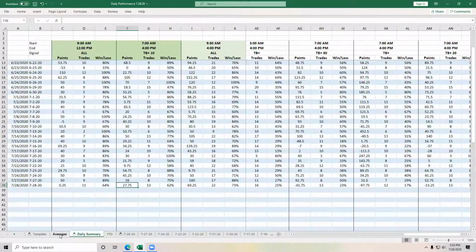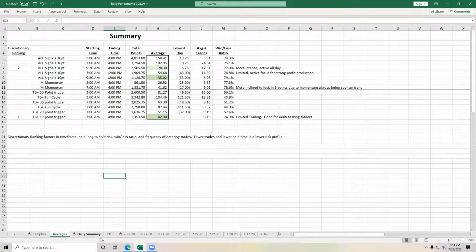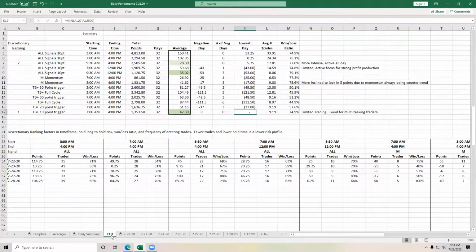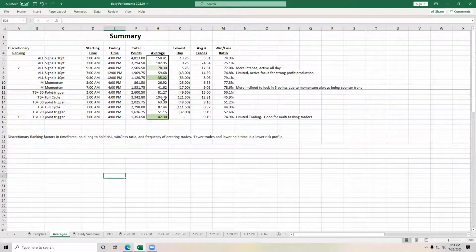Just jump back here real quick and we'll take a quick look at the averages. Yeah, let's look at the averages. So the two categories, the category where we're trading from 9:30 to noon, we're actually averaging about 35 points a day. So today didn't really produce anything. It was 1/4 of a point. But our average, including today, is 35 points a day.